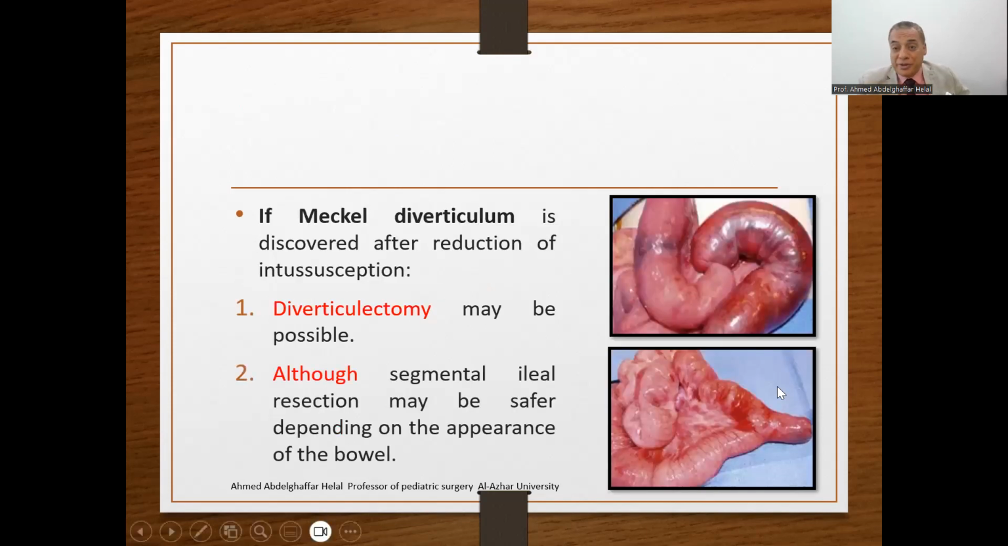If the Meckel is discovered after reduction of intussusception, as in this picture, an intussusception found intraoperatively, after reduction you may show that the Meckel is the cause. In such cases, removal of the diverticulum only may be possible, although segmental ileal resection may be safer, depending on the appearance of the bowel. Maybe the bowel is congested, or in a condition where there is a query about its vitality. So to be on the safe side, you may remove the segment of the ileum. Removal of the diverticulum may be an option in a case of intussusception.